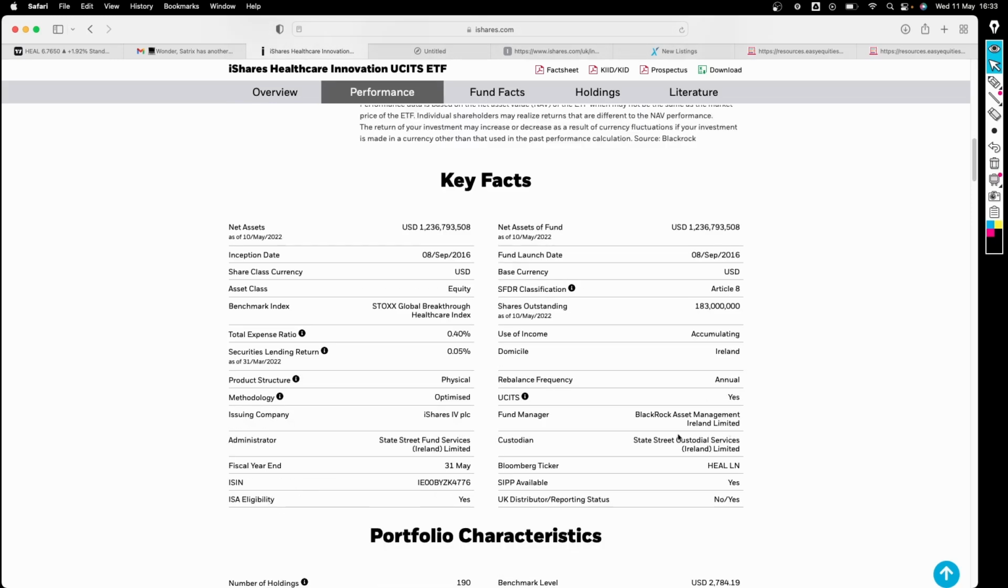So some key facts about this underlying fund: it has been in the market since September 2016. There we can see the market cap, it's about 1.3 billion. It's priced in US dollars. It's an equity ETF. We've already mentioned that they are tracking specific companies there. We can see the benchmark that they are tracking, which is the Global Breakthrough Healthcare Index. And then this underlying fund has a total expense ratio of 0.4%. Remember, Satrix is going to be charging you 0.2%.